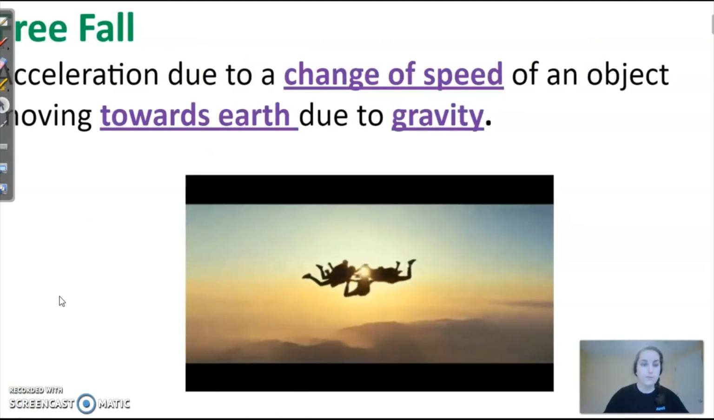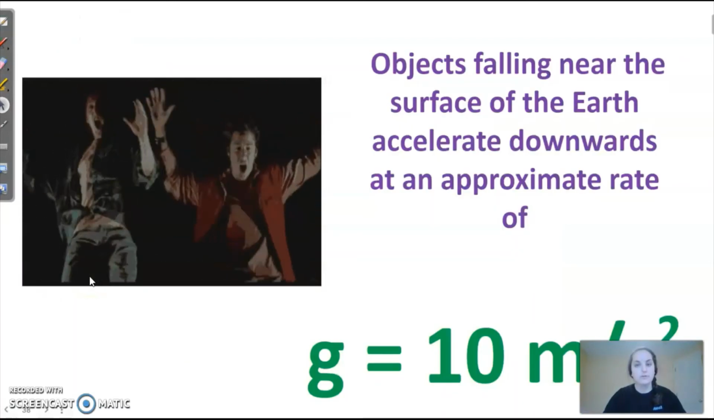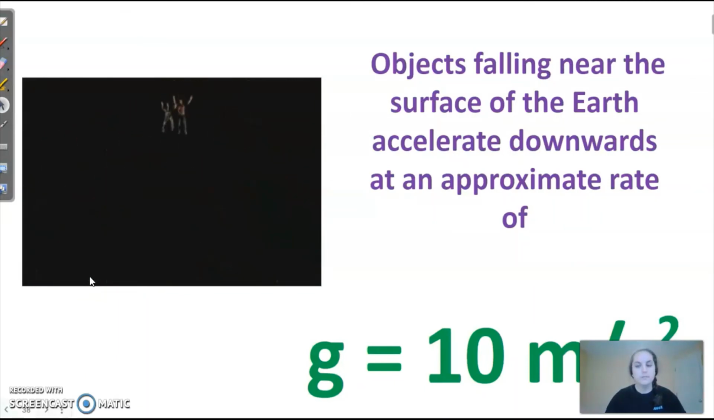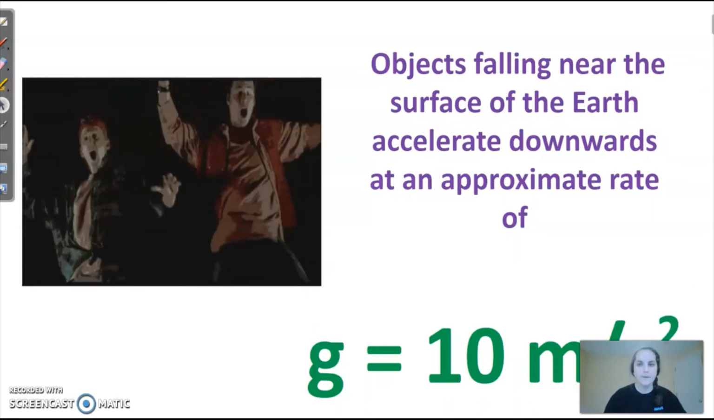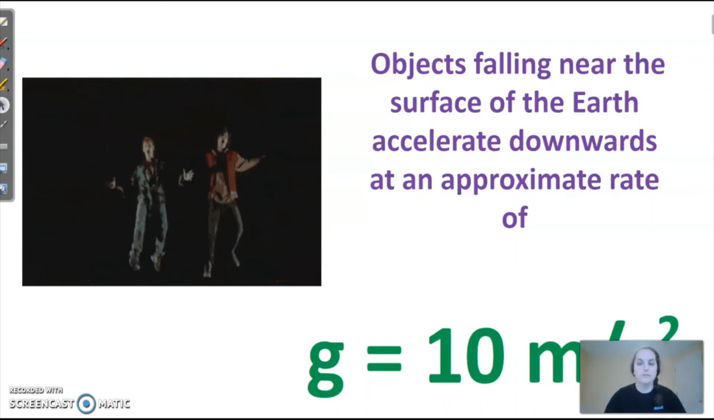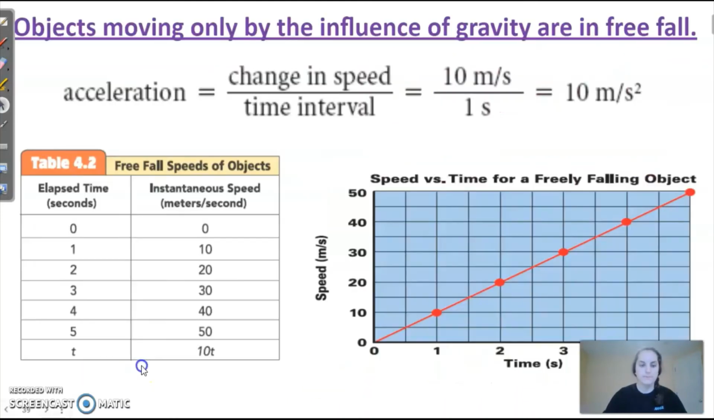So let's review free fall. Free fall is the acceleration due to a change of speed of an object moving towards the Earth due to gravity. With skydivers, they're all accelerating towards the Earth at g. And what is g? It's the acceleration due to gravity, and we call it 10 meters per second squared. It has an approximate value of that much. So objects falling near the surface of the Earth accelerate downwards at g, 10 meters per second squared.